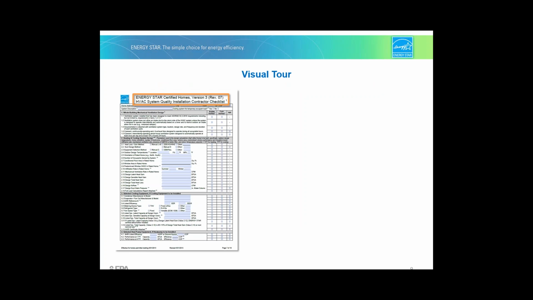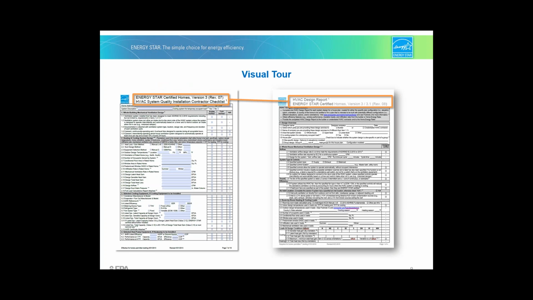Now, before we dive into the top changes in Revision 8, I want to first give you a quick visual tour. Even though you might not be responsible for completing or collecting every document, it's helpful to understand what Revision 8 looks like for everyone involved. So first, the HVAC system QI contractor checklist, which is the main document that HVAC professionals have been working with, has been split into 2 documents.